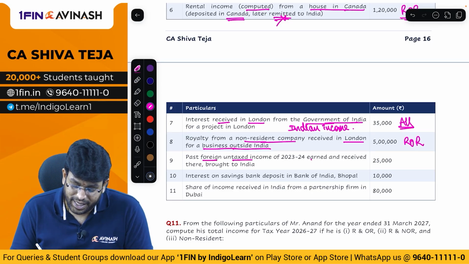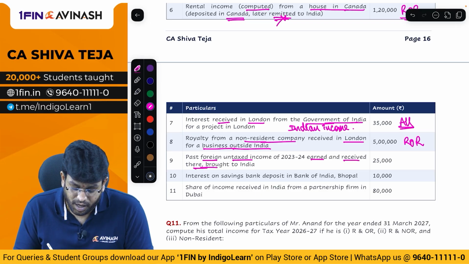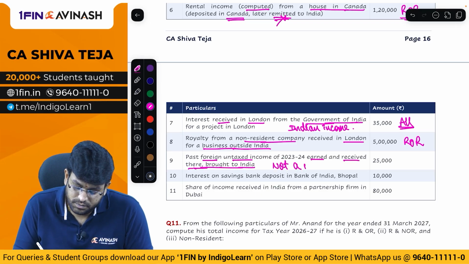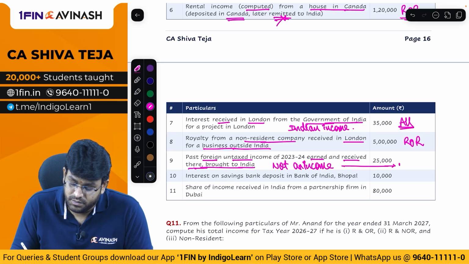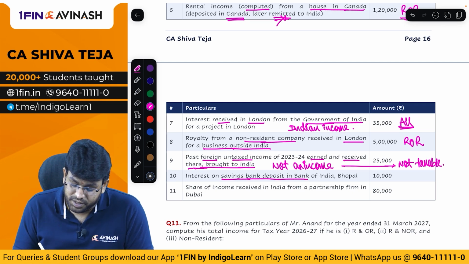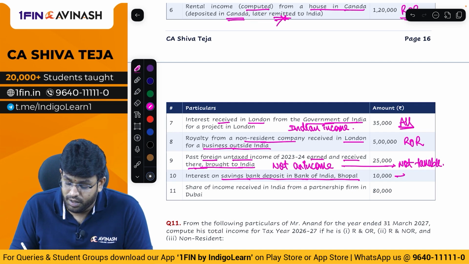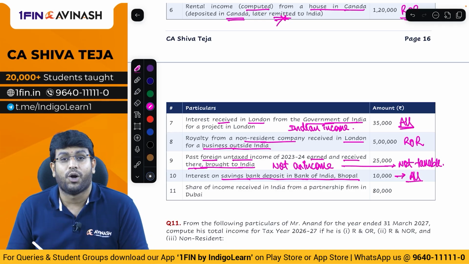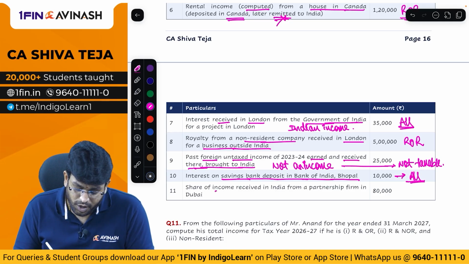Past foreign untaxed income earned and received there brought to India, this is not an income. So the answer is not taxable. Next one, interest on savings bank deposit in Bank of India, Bhopal, which is in India, so we'll tax for all.